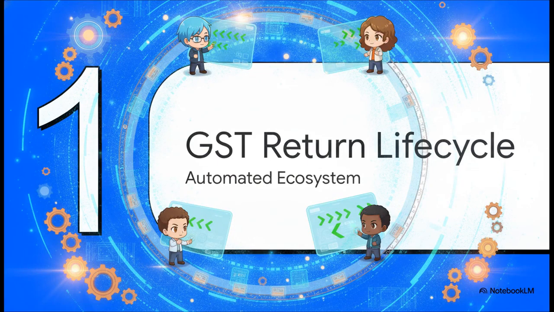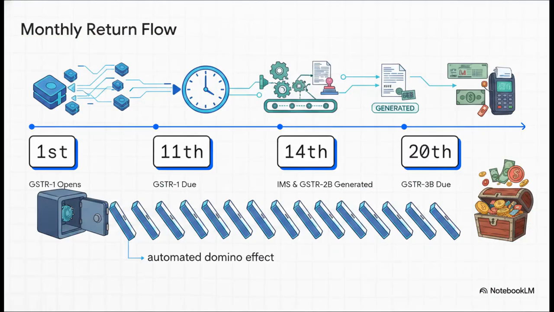Section 1. The GST return lifecycle. So the GST return cycle is really a continuous, highly automated ecosystem. Just look at how incredibly tight this chronological backbone is. On the 1st of the month, your GSTR1 opens up to report the previous month's data. By the 11th, for a regular monthly filer, that GSTR1 is strictly due.